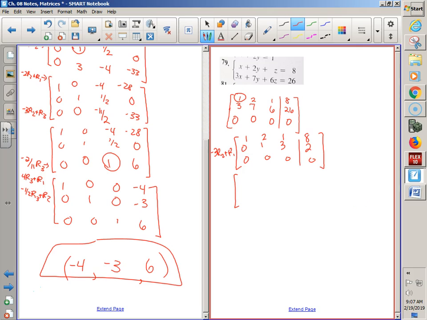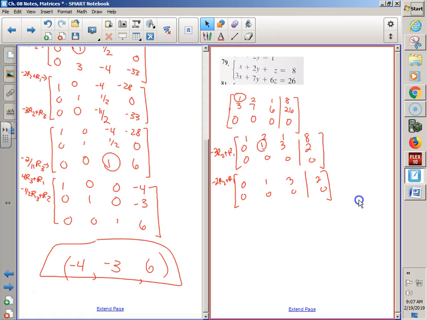First column done. Second column, I have my 1. Sweet, so go get zeros. I already have him. Okay, cool. So negative 2, row 2 plus row 1. He's just tagging along. He's fine because he has his 1 like I want him to.